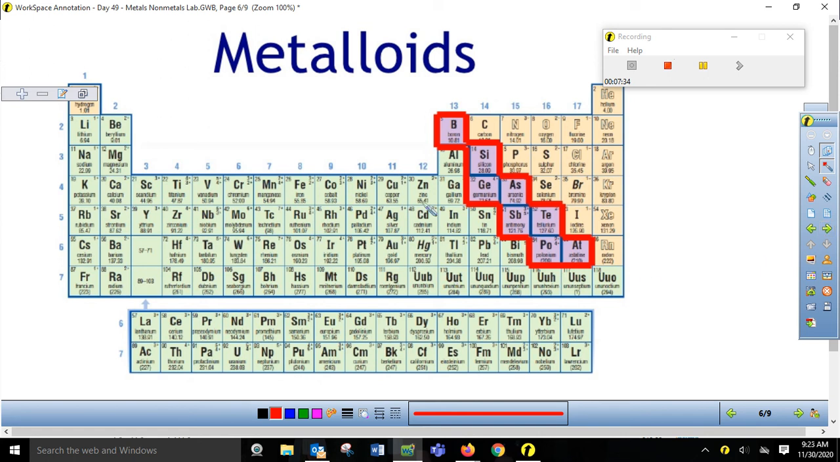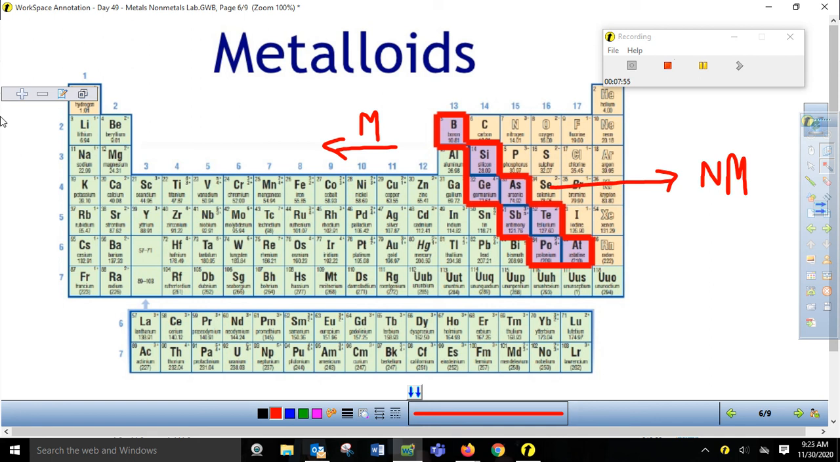Now, on our periodic table, we can label the stairs, right? The stairs, we see this darker blue line zigging and zagging down through. That separates the left side of the table. To the left of the staircase line, essentially, are your metals. And to the right of your staircase line are where your nonmetals are found.